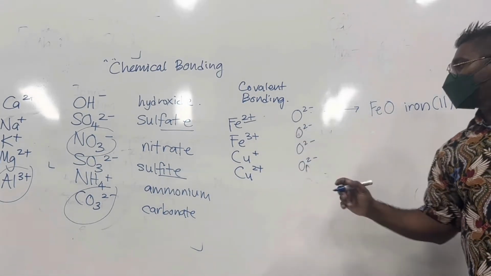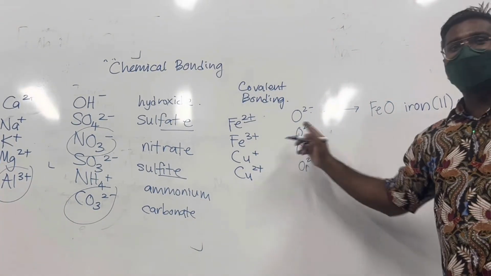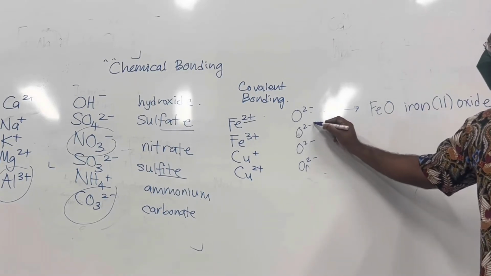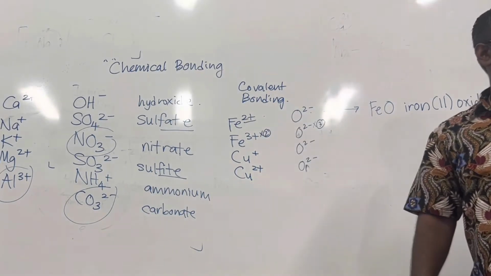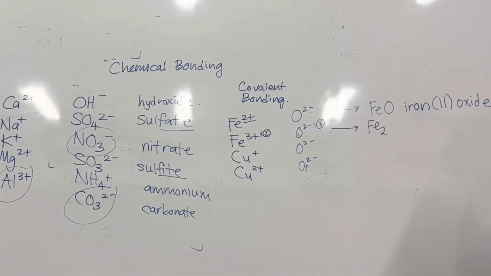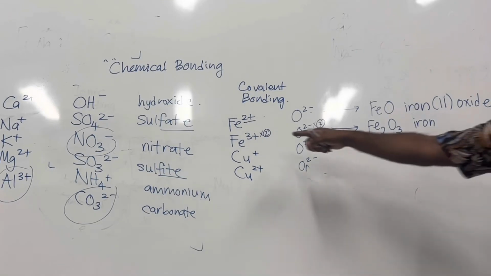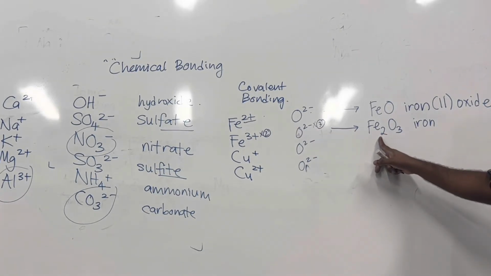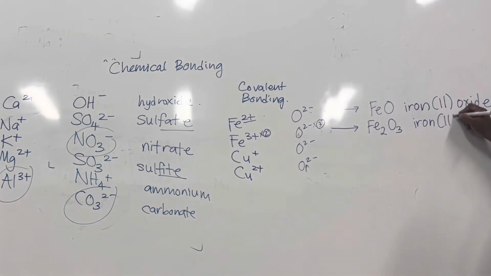Let's look at this one. When I want to make them together, you cannot simply join them together. This one must times by 3, and I must times this by 2. I am going to write it as Fe2O3. What is the name? Iron. Don't look at this here and say this is iron 2. No, iron 3+. So iron(III) oxide.